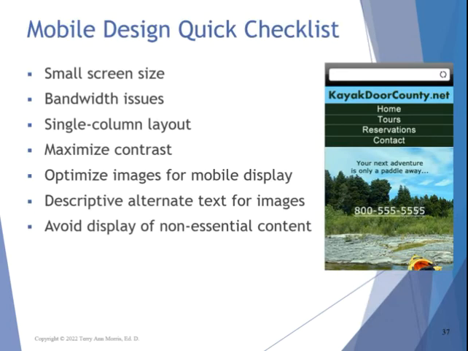Mobile design quick checklist, as seen on the slide, has a small screen with bandwidth issues. It comes in a single column layout. It maximizes contrast and optimizes images for mobile display. It has descriptive alternate text for images and avoids displaying non-essential content.